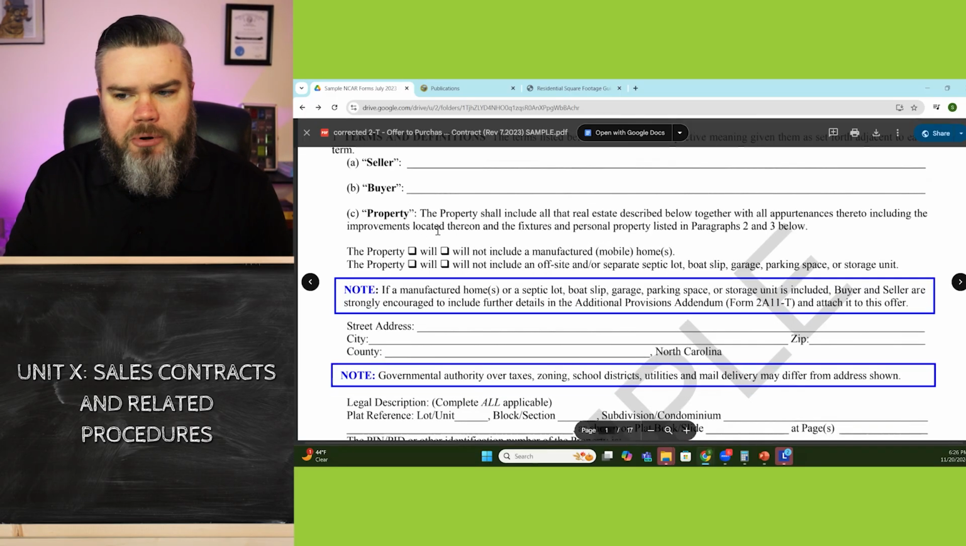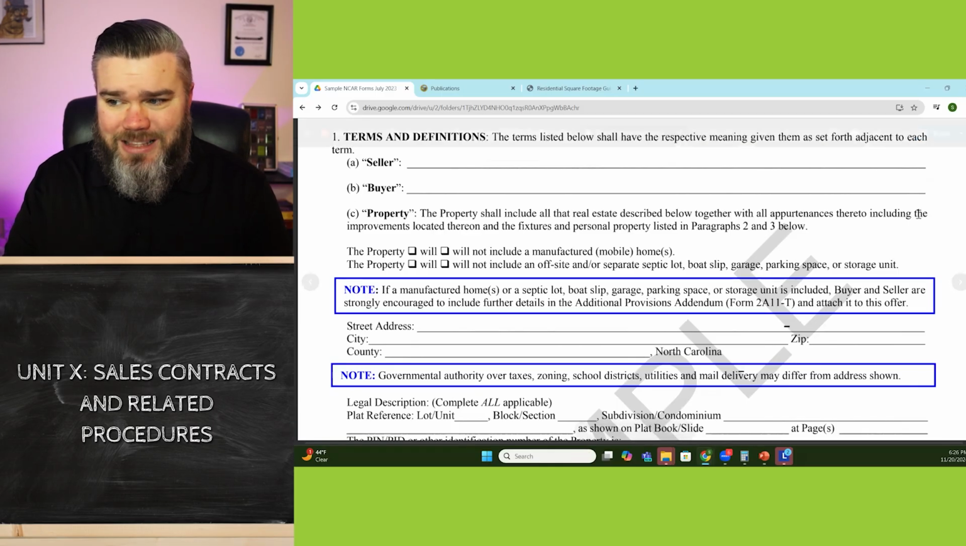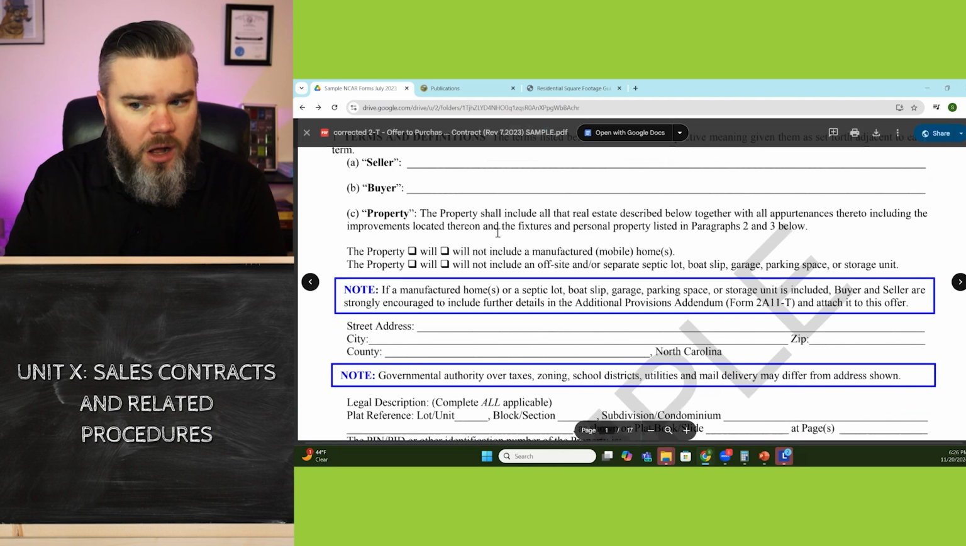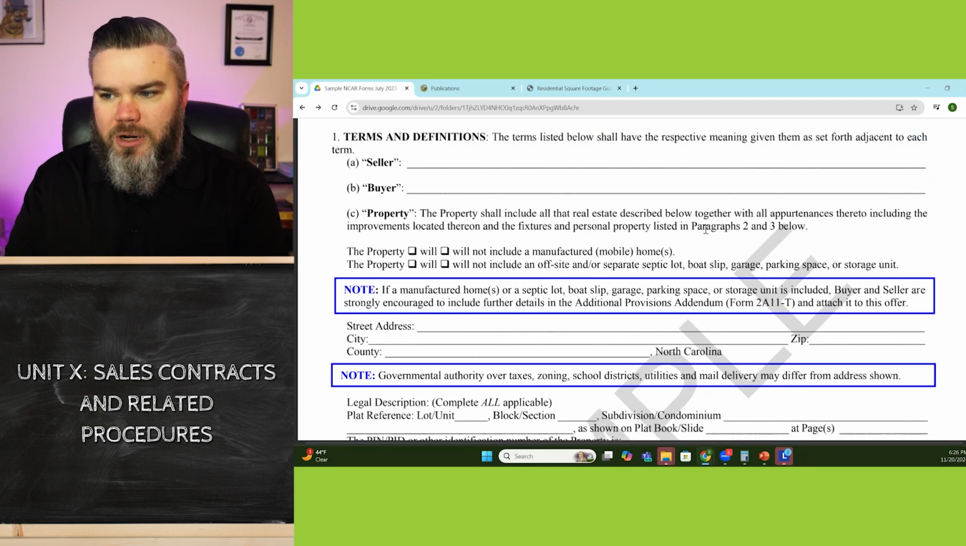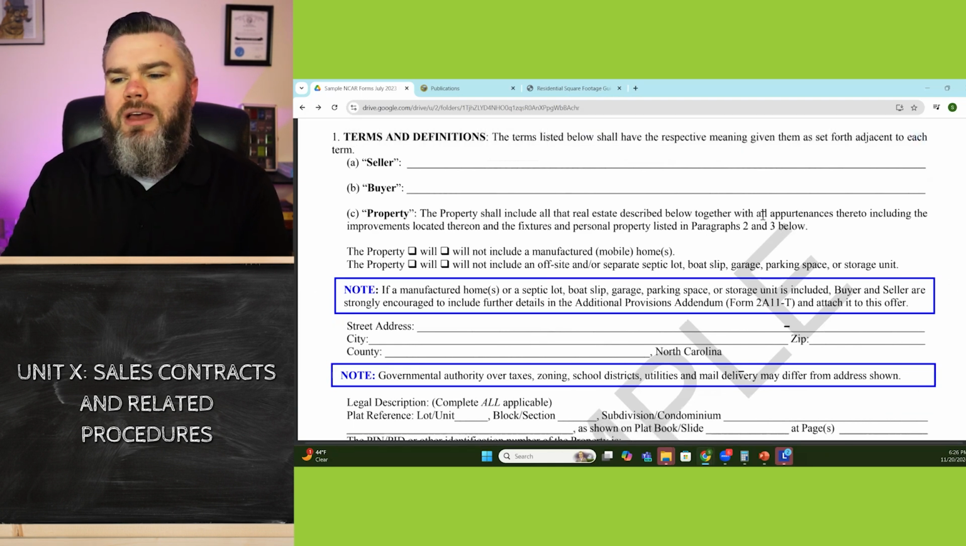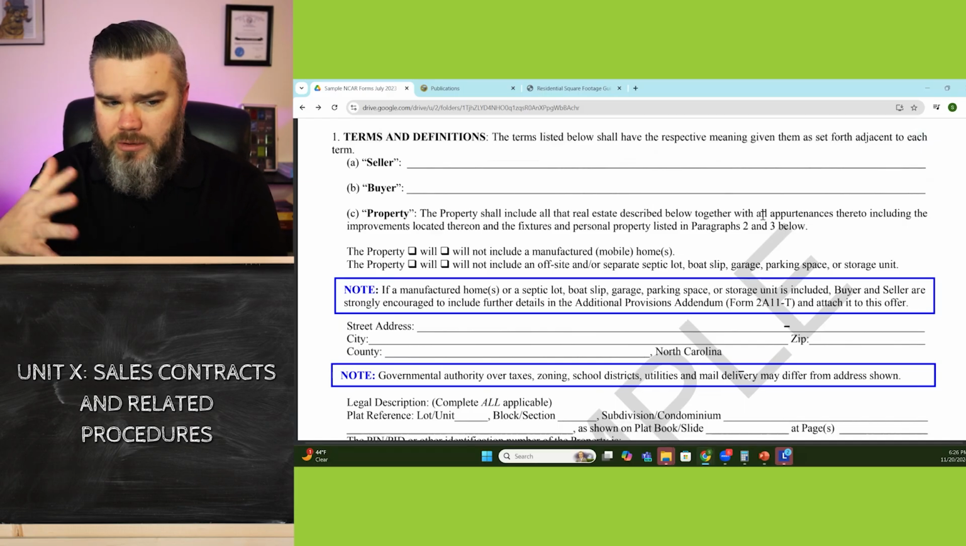And then it talks about the property. The property shall include all the real estate described below, together with all appurtenances thereto, including the improvements located thereon, and the fixtures and personal property listed in paragraphs 2 and 3 below. Very similarly grouped to the listing agreement when we're talking about the property itself.